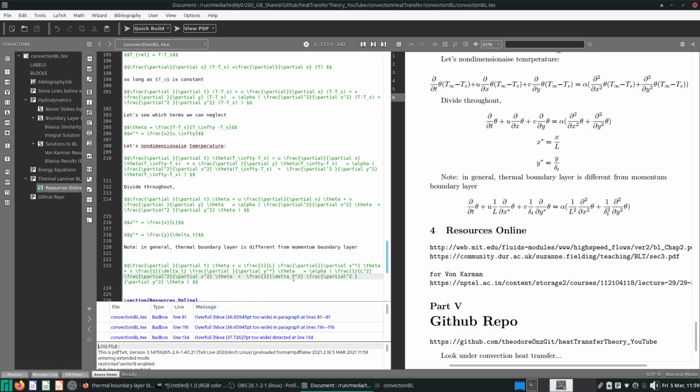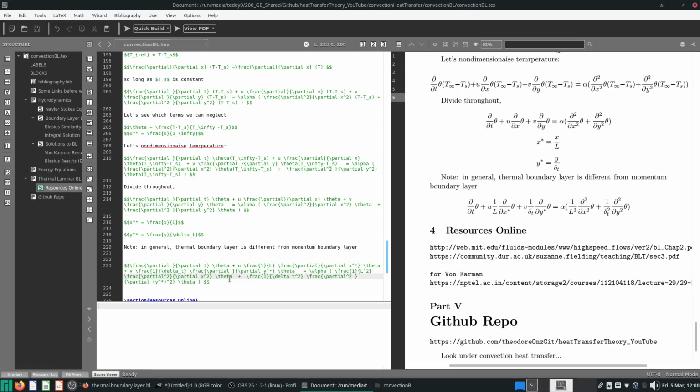Let me put back the stars. So y star squared, and then I'll have x star squared as well. Alright, and there we go.